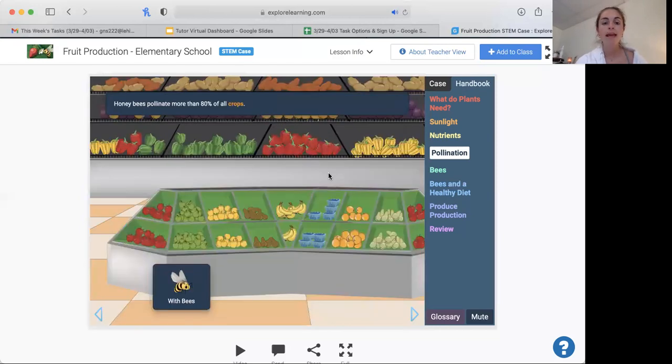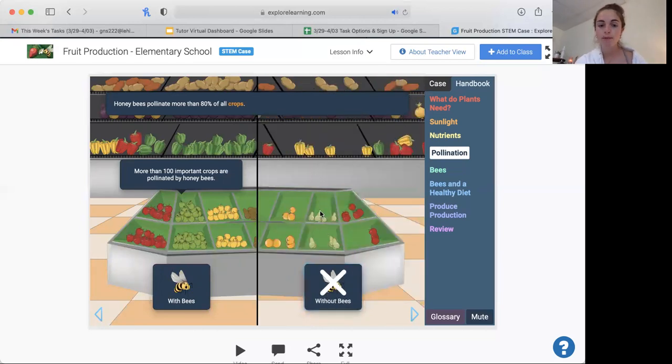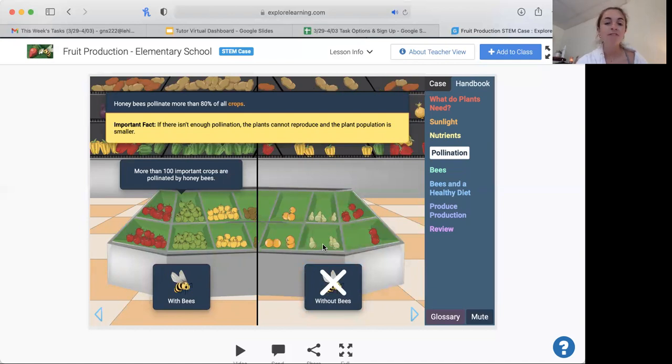Honeybees pollinate more than 80% of all crops. More than 100 important crops are pollinated by honeybees. Without bees, there are no crops, or half the amount. If there isn't enough pollination, the plants cannot reproduce and the plant population is much smaller.